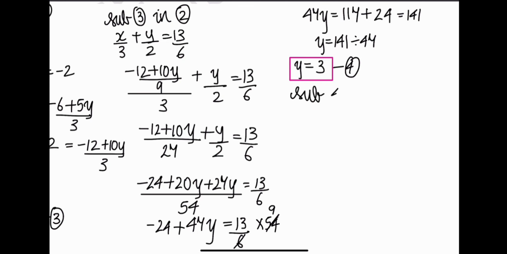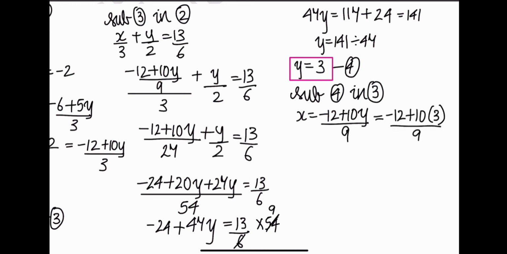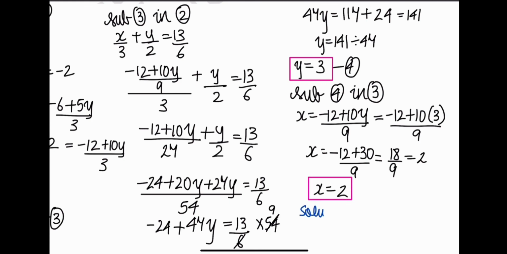And now we'll substitute this value of y in the third equation. That is minus 12 plus 10y by 9. This is minus 12 plus 30 by 9, since 10 into 3 is 30. We know that 18 is divided by 9 twice, so x is equal to 2. Therefore, the solution set is 2 and 3.